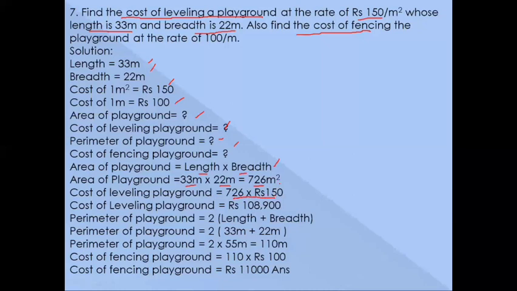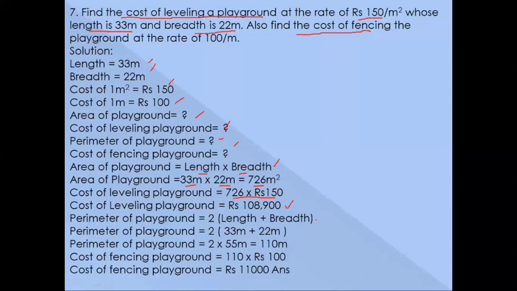We will replace the value of 1 square meter, that is rupees 150, and here it is equal like this. Okay, 1 lakh 8,900. Okay, 1 lakh 8,900. Right. This is the cost of the leveling of the rectangular toy playground.